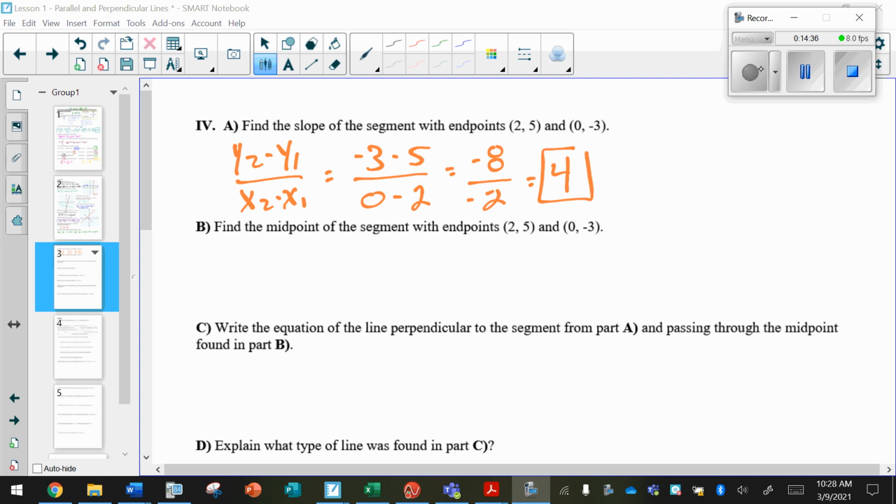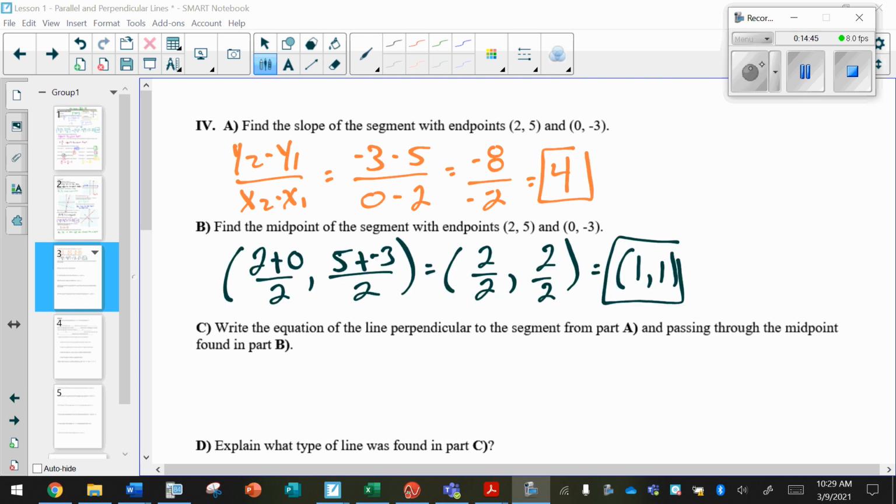Now, use your midpoint formula and find the midpoint. Pause the video, find the midpoint, then come back. And here we are, we have our midpoint at (1, 1). Now write the equation of the line perpendicular to the segment from part A and passing through the midpoint found in part B. So we are going to use our perpendicular slope. Our original slope from part A was 4, the same thing as 4 over 1. So our new perpendicular slope is going to be negative 1/4.